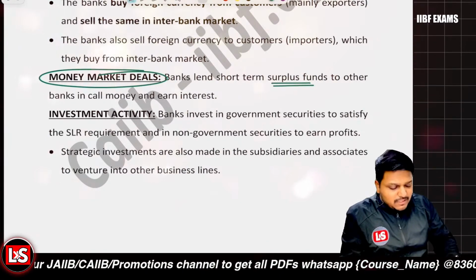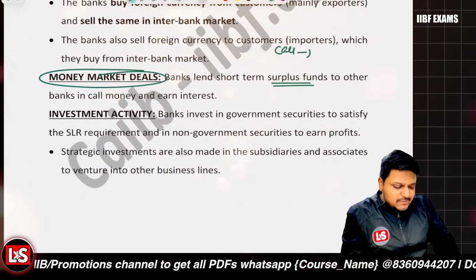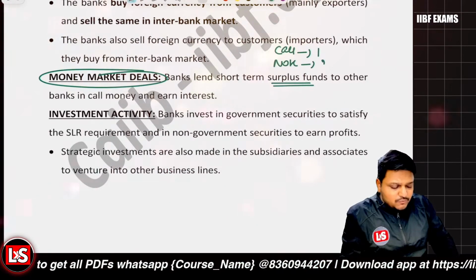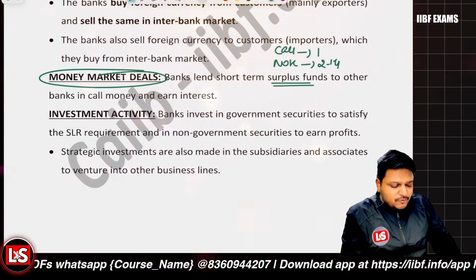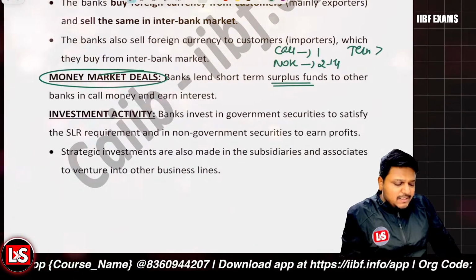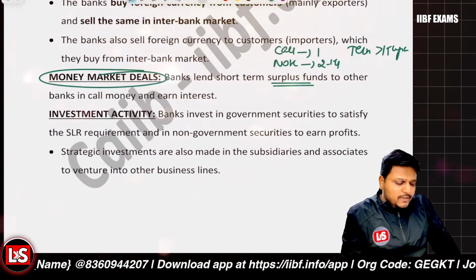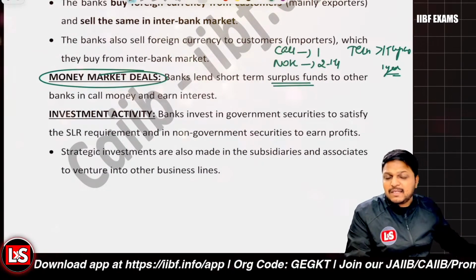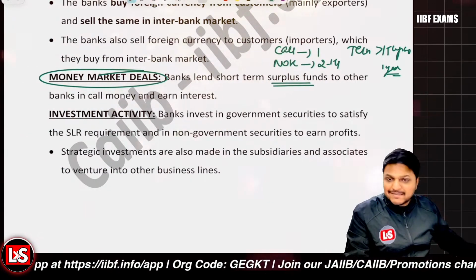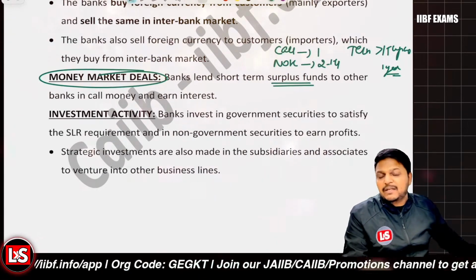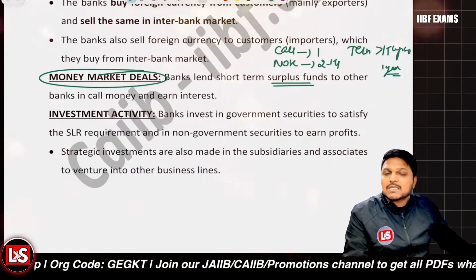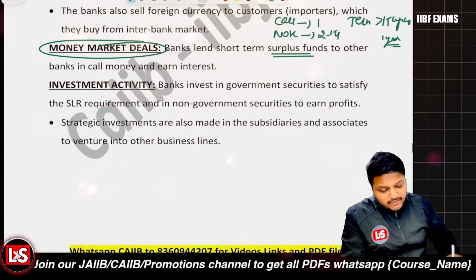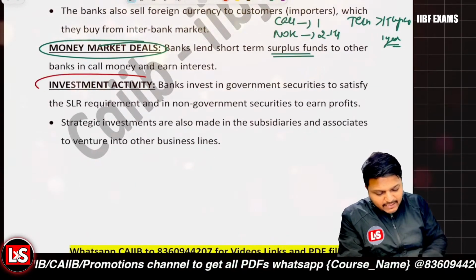For call money, it is for overnight basis. For notice money, it is for 2 days to 14 days. And for term money, it is greater than 15 days and up to 1 year. The money is going to be interbank, so lesser capital is to be allocated because in the case of interbank transactions, the credit risk is very low, right?